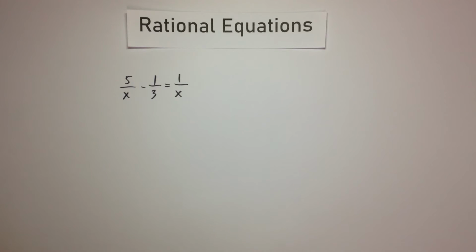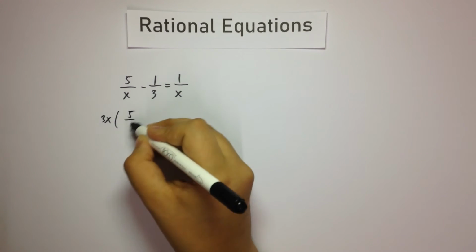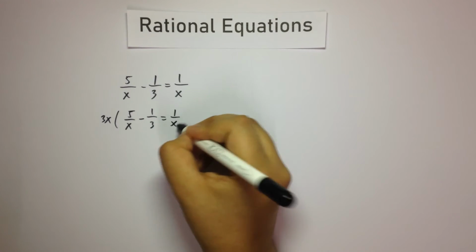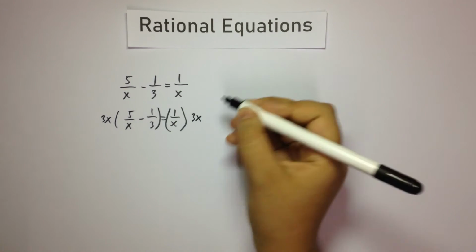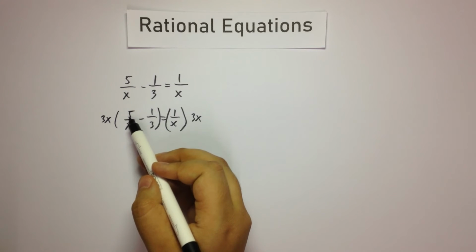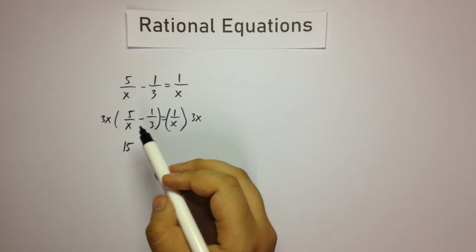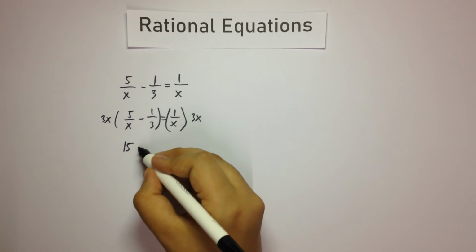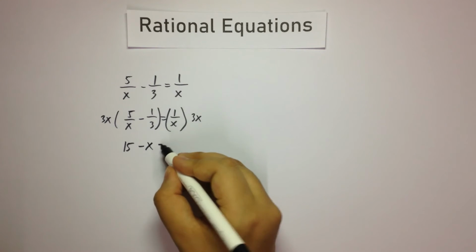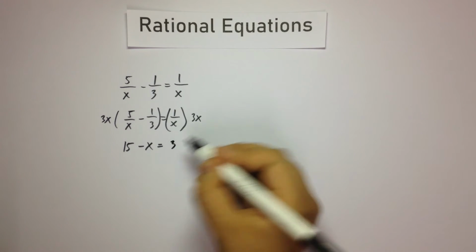In solving it, the first thing we have to do is multiply both sides by the LCD. The LCD would be 3x. So we multiply 3x to the whole equation. 3x divided by x would be 3, multiplied by 5 would be 15. 3x divided by 3 would be x, and x multiplied by 1 would be x. Equals 3x divided by x would be 3, multiplied by 1 would be 3.